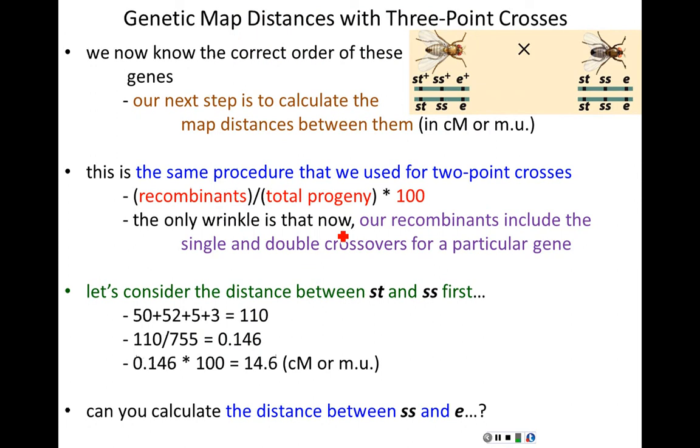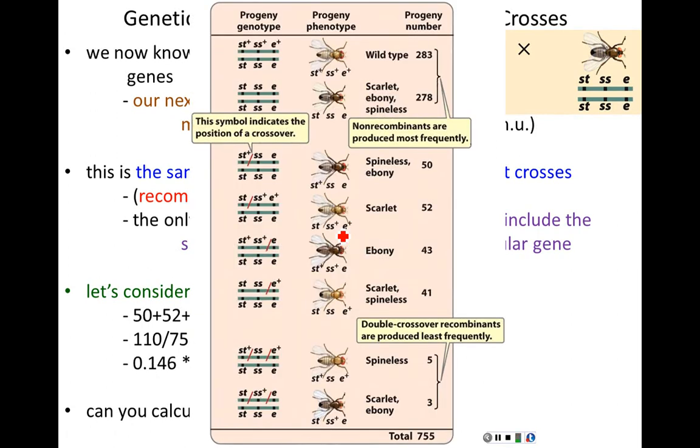It's that easy. Can you calculate the distance between SS and E? Pause the lecture. Get out your scrap paper and give it a try. That's the only way to be sure you can do it. So same idea. If we're doing SS and E, now we're going to ignore ST. Just ignore it. Pay no attention to it. And we're going to do that comparison only of SS and E.